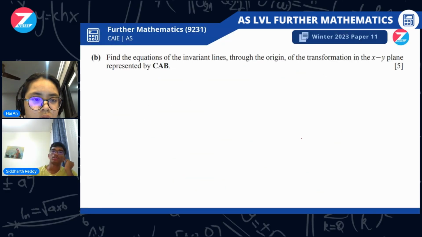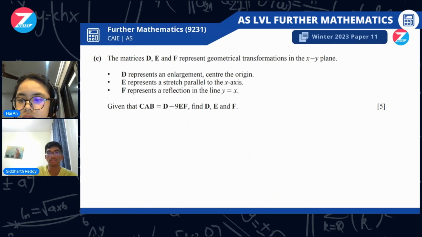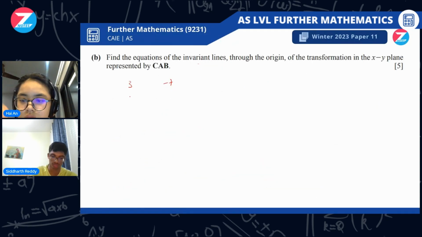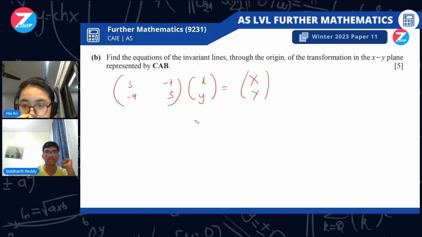Okay, find the equation of the invariant lines through the origin of the transformation in the xy plane represented by CAB. So invariant line basically means that the points on this line stay on the same line even after the transformation. So you got 3, minus 7, minus 9 and 3, times x, y is equal to capital X, capital Y, another point on the same line. And since y is nothing but mx, we can just replace it with mx.